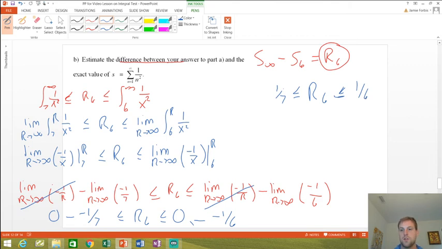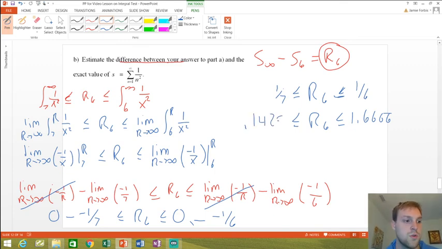Pretty cool. So what's 1/6? 1/6 is like 0.16, I think. Yeah, so if you want to see this decimal wise, this is like 0.1666 repeating. And over here, 1/7 is like 0.142857, and so on.